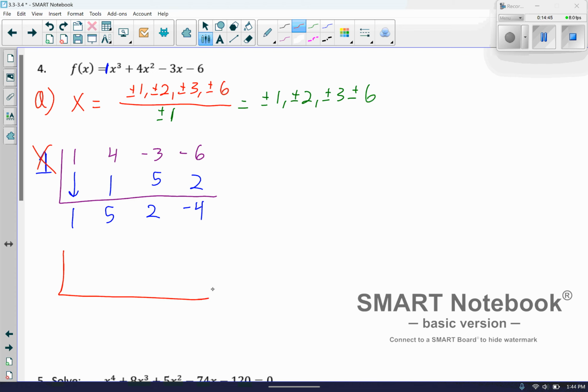All right, maybe negative 1. Let's see, 1, 4, negative 3, negative 6. So let's try negative 1.